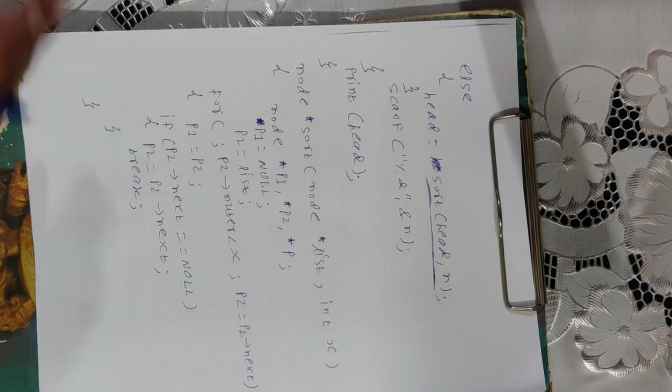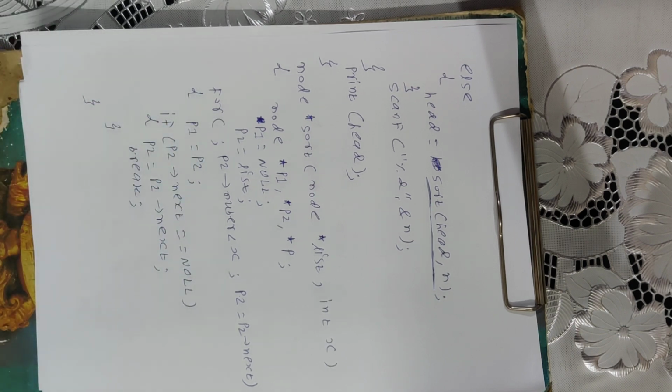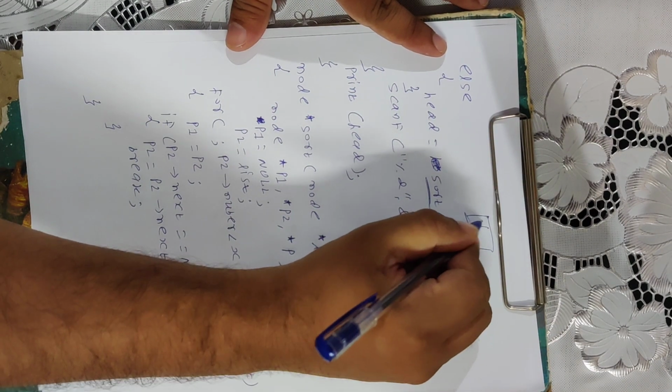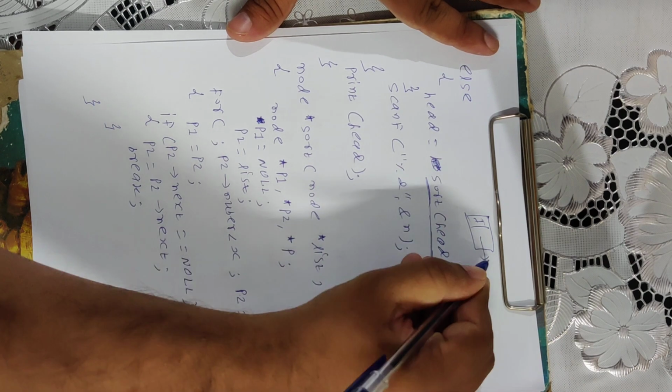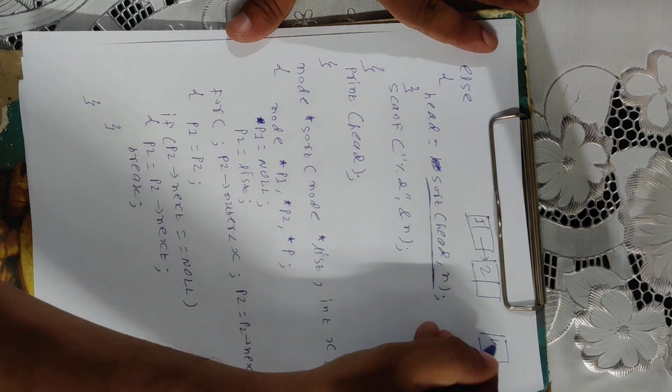Now let me explain the logic behind this. p1 will be keeping a record of the previous location where you want to add the number. Let's say you have the first entry 1, then the second entry, let's say 2, then the third entry, let's say 4.